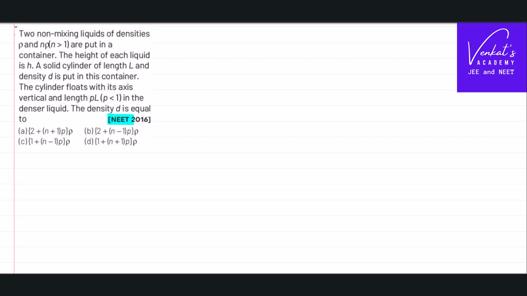This is a NEET 2016 question in mechanical properties of fluids. The problem is like this.